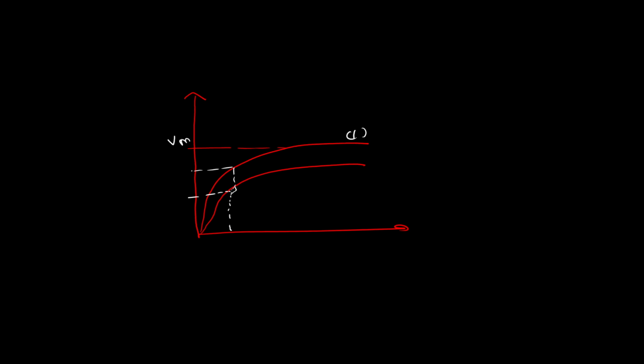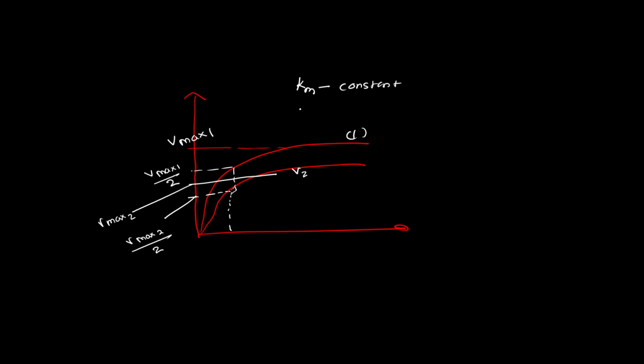This is Vmax 1. So this is Vmax 1, half the value. This is Vmax 2. So this would be half the value. So ultimately, there is no effect on the active site of a specific enzyme. Hence, you would not see any difference. So in a non-competitive inhibitor, the Km value is constant, but Vmax is lowered.